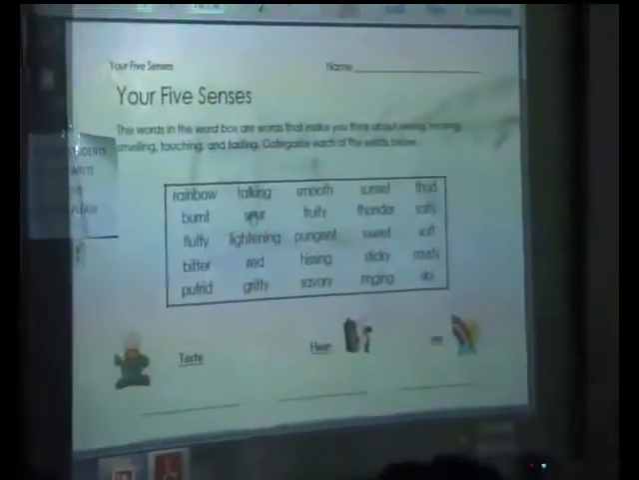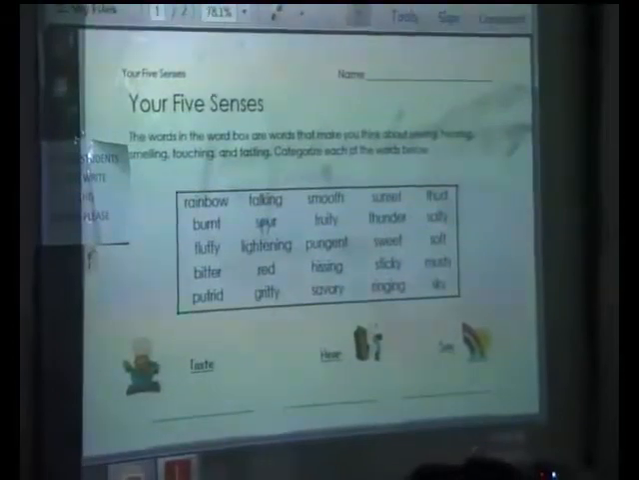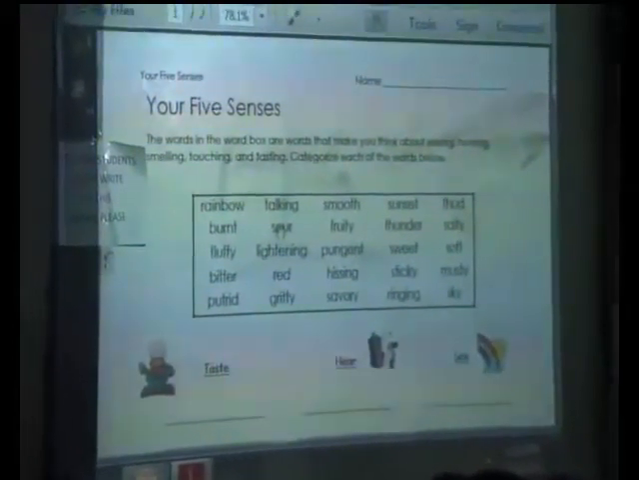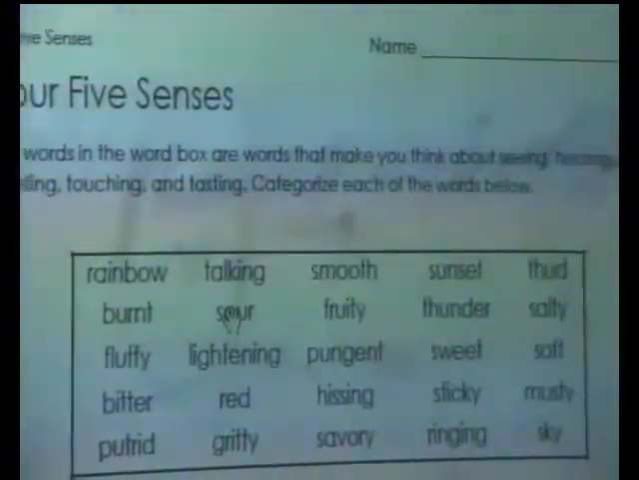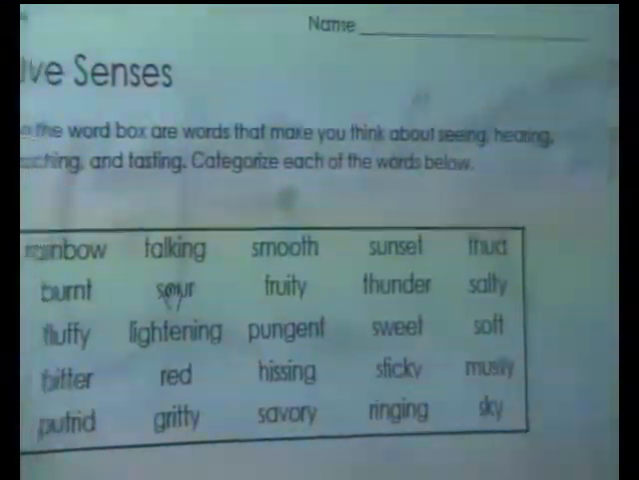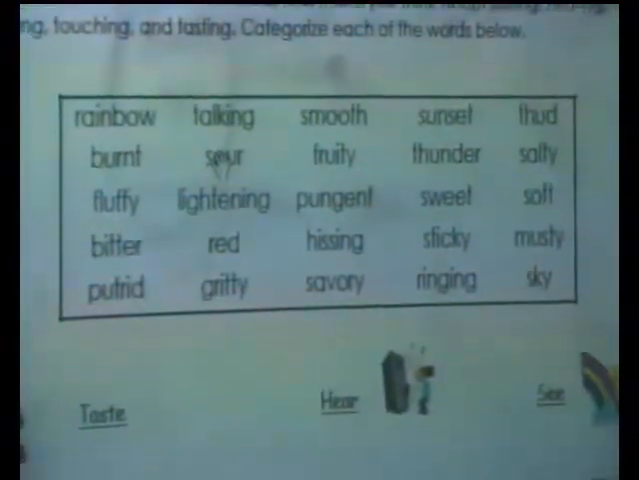Your 5 senses. The words in the word box are words that make you think about seeing, hearing, smelling, touching, and tasting. Categorize each of the words below. Okay, let's see. Rainbow. I see. I feel. You don't touch it. Talking. I hear. Smoke. Under what sense will smoke come?